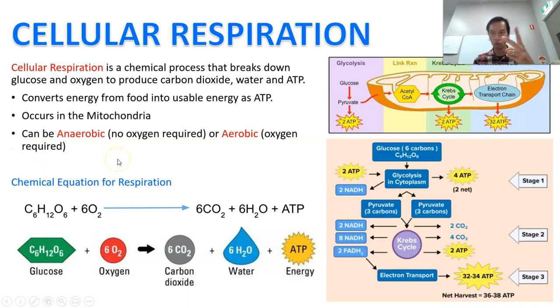Cellular respiration has 2 types. It can be anaerobic, which, as the name suggests, doesn't require any oxygen, or it can be aerobic, which requires oxygen, okay? And this is generally what it looks like here. C6H12O6 is glucose, and then you need 6 molecules of oxygen to break it down into 6 molecules of carbon dioxide, 6 molecules of water, and ATP, right? And that ATP is what the cells use.